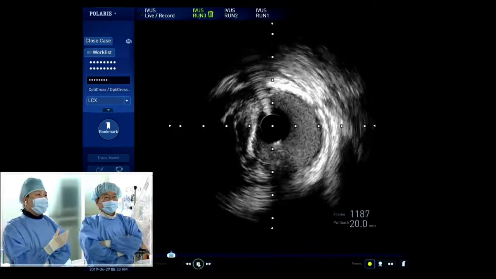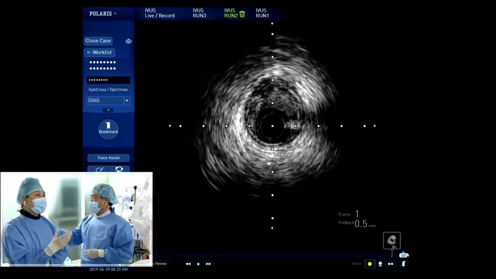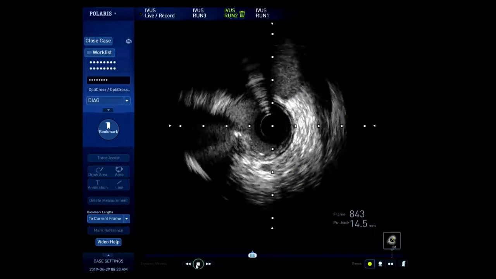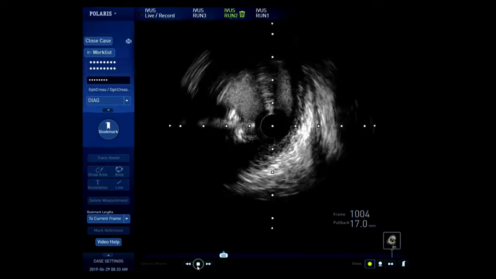We also checked the diagonal branch. Can you please show the diagonal branch ostium? The diagonal branch is a relatively small branch, with a size of 2.5 or 2.75, and this is its ostium. The diagonal ostium is also well preserved, but there is some angle issue, so we decided to protect the diagonal branch with wiring.